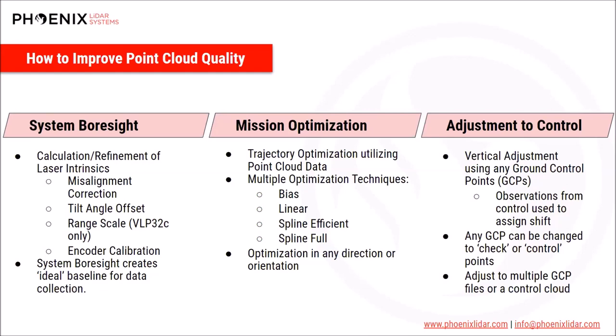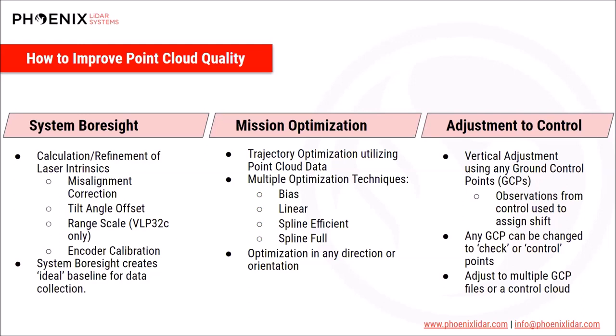Z or up direction. Now, with the system boresight and mission optimization, while we are tied to a base station, we don't necessarily have a perfect relationship to absolute geospatial control. So that's where adjustment to control comes in, inputting surveyed ground control points and allowing the observations from this control to assign a linear shift, not rubber sheeting by any means, but a simple linear shift to GCP control points, which then allows GCP checkpoints to be used to assess this absolute geospatial accuracy.